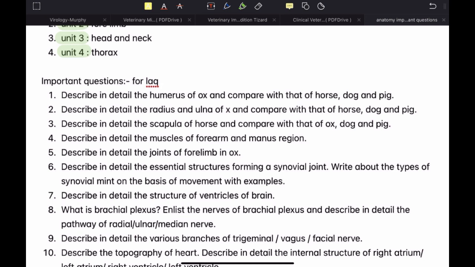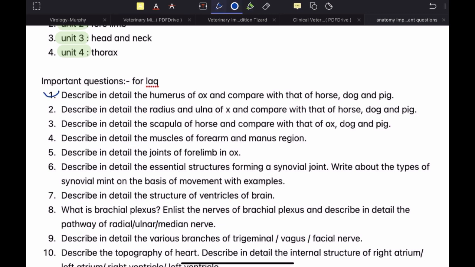So first question that I've written is describe in detail the humerus of ox and compare with that of the horse, dog, and pig. This is a standard question for the osteology portion. Okay, every question about the bone will be asked in this manner. Describe in detail the dash of dash, compare with that of dash dash dash. Okay, so in this case we have described in detail the humerus of ox and compare with that of horse, dog, and pig. So this question is of course from forelimb.